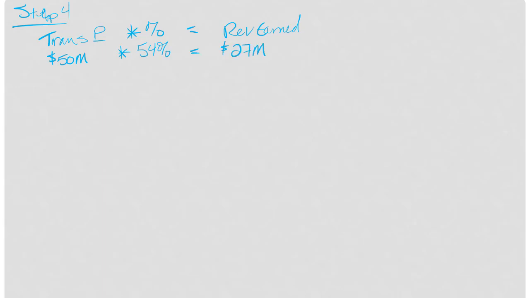Which is to figure out how much revenue I can recognize right now. So my transaction price times the percentage equals the revenue earned. Transaction price, $50 million, given to us in that earlier slide. 54% that I just calculated. So I have now earned $27 million.